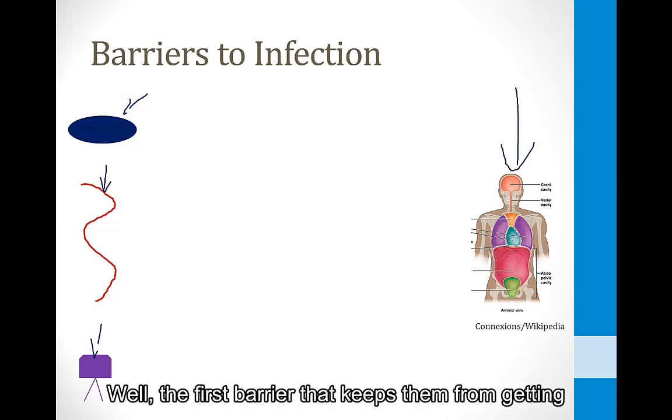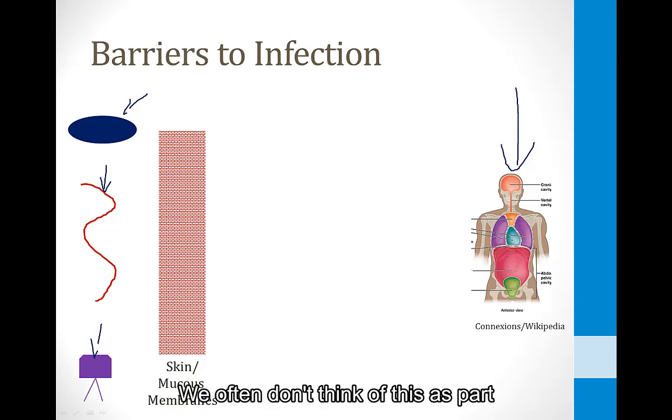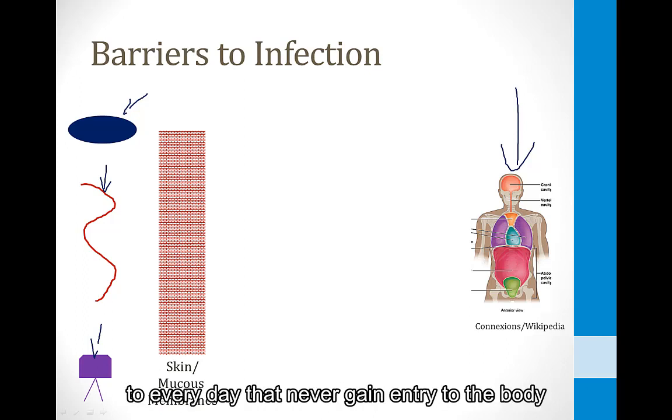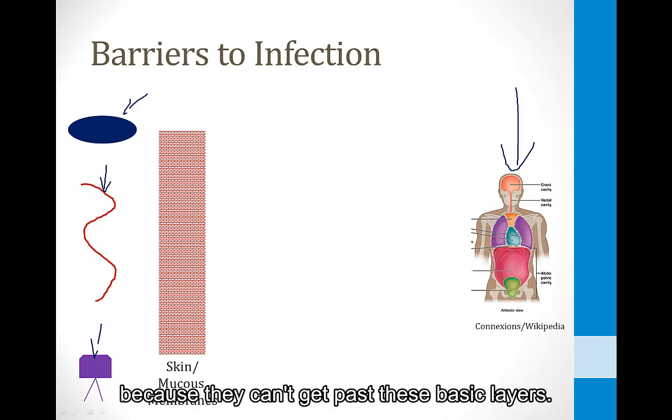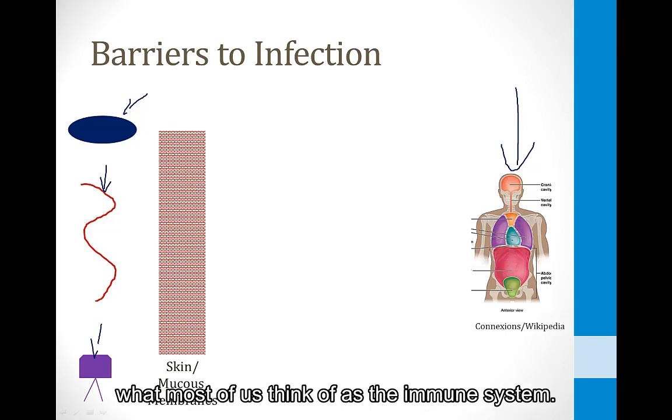Well, the first barrier that keeps them from getting inside the body is the skin and the mucous membranes. We often don't think of this as part of the immune system, but the reality is that there are many pathogens we're exposed to every day that never gain entry to the body because they can't get past these basic layers. But once a pathogen gets past the skin or the mucous membranes, it encounters what most of us think of as the immune system.